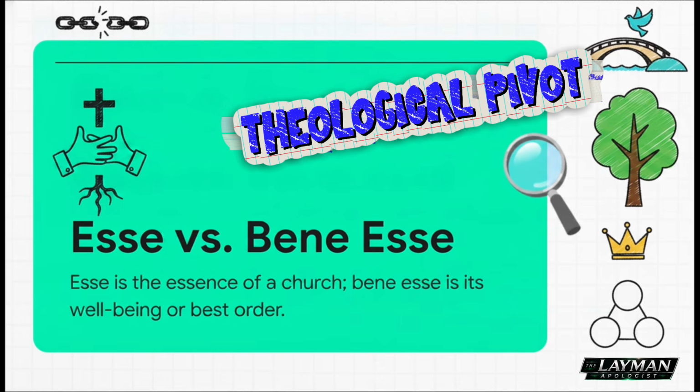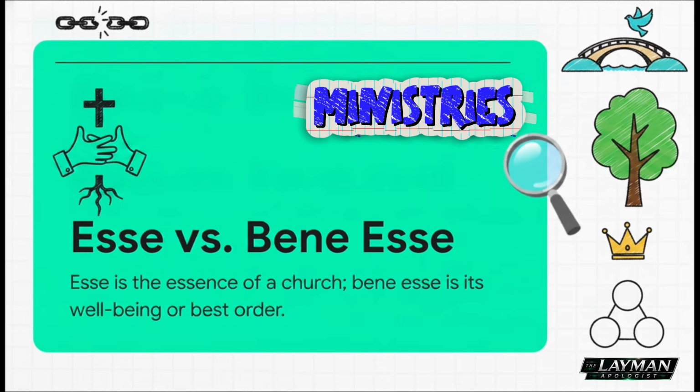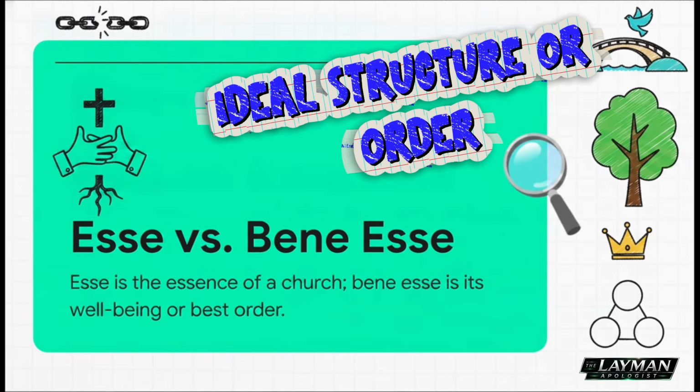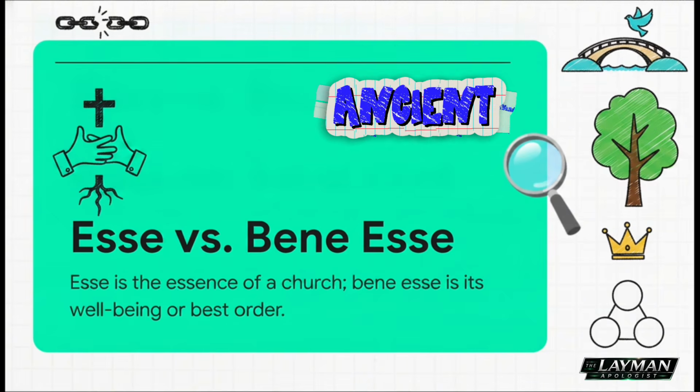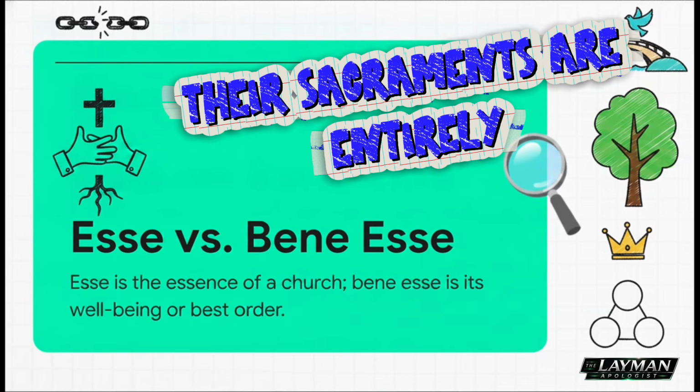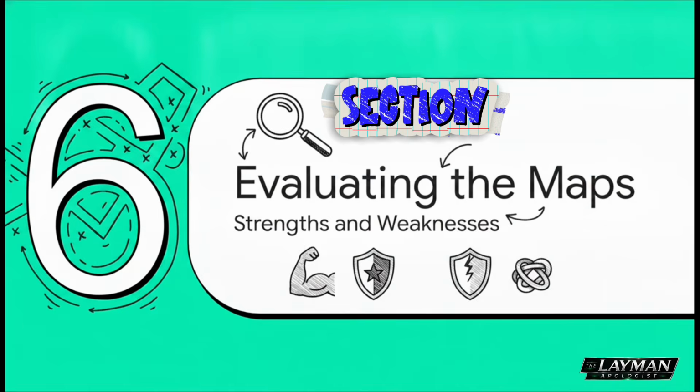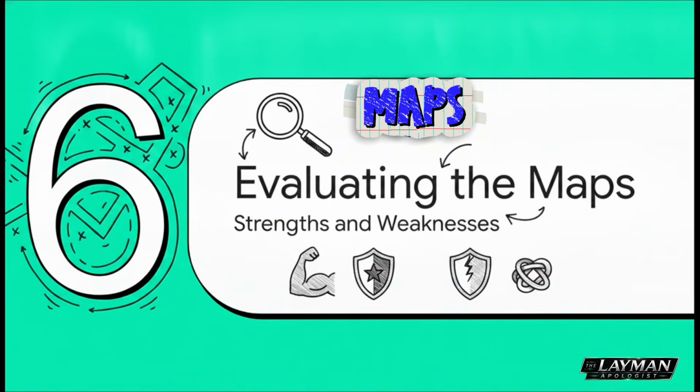This is a massive theological pivot. It means non-episcopal ministries might be missing the absolute ideal structure or order of the ancient church, but their ministries and their sacraments are entirely valid and real. Section 6. Evaluating the map's strengths and weaknesses.